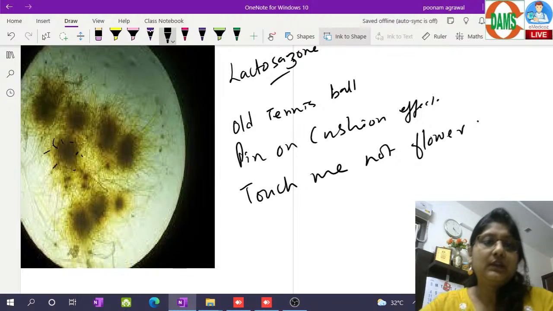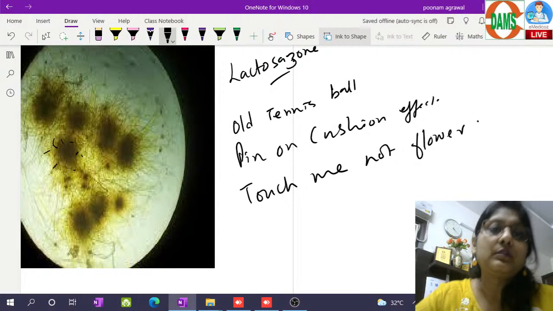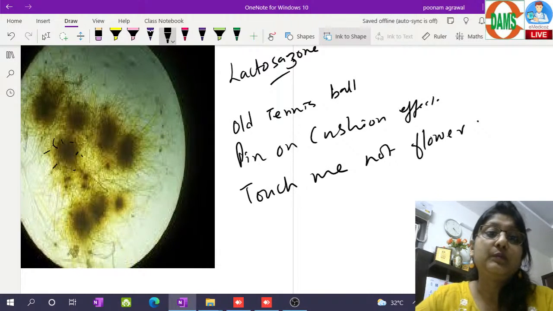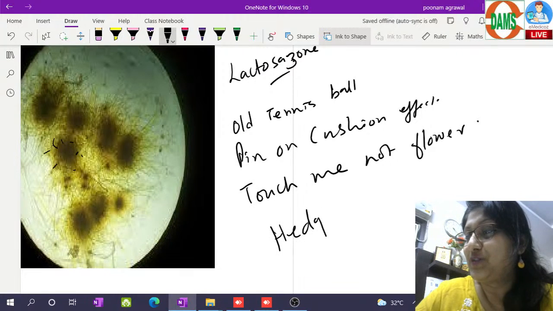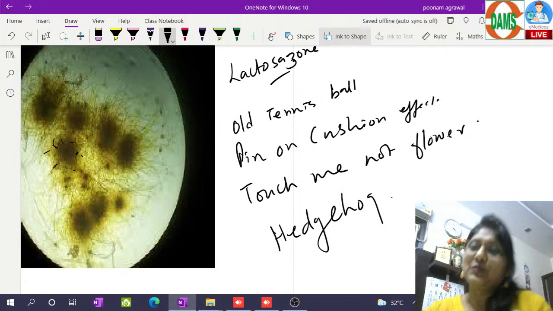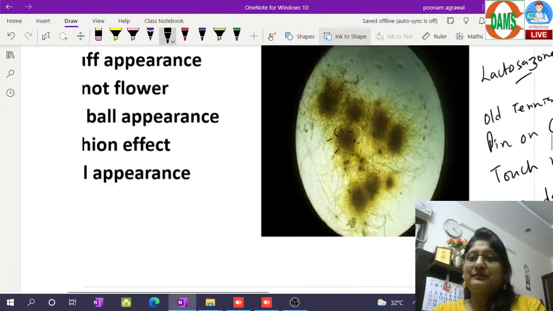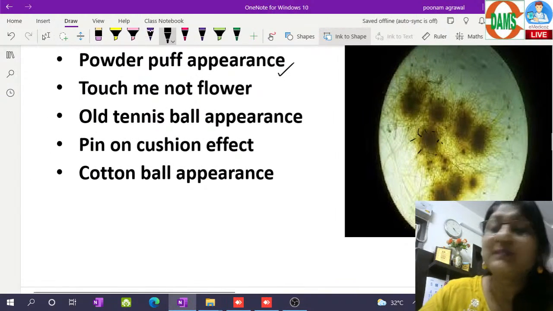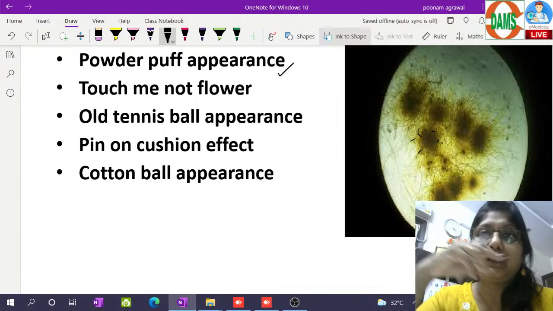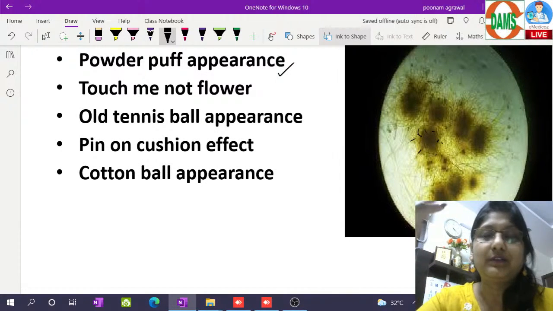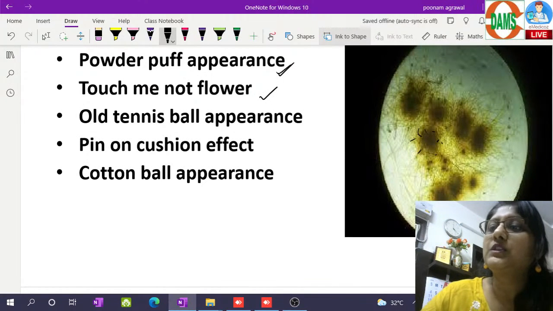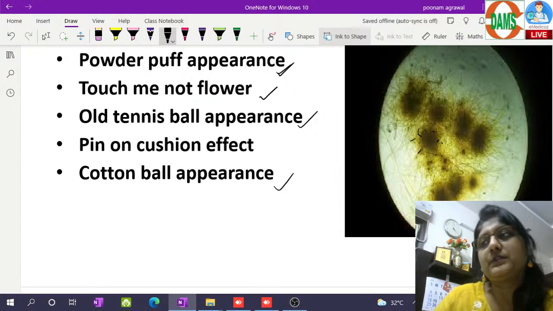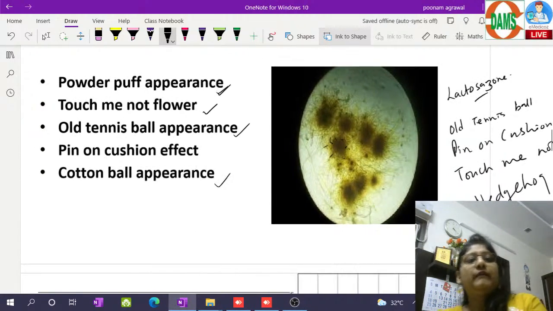So yes, Ritika is telling me so many names. Hedgehog, touch-me-not, old tennis ball, pin cushion. Very good, Ritika. You remember them all. Hedgehog appearance. You see on Google how the hedgehog looks. So these are, you see, powder puff appearance, powder puff also. The mother at times used to initially use powder puffs to put powder on the baby. So powder puff appearance, touch-me-not, pin cushion, cotton ball appearance. So these are different interesting names which are given for lactosazone, and you must know them all, right?